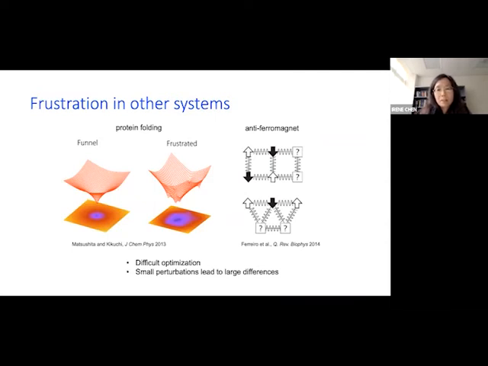And small perturbations in the initial conditions, like exactly where you start out on this conformational landscape, or in the sequence space, the space of all possible sequences, those differences in initial conditions lead to large differences in the outcome, exactly which of these minima you wind up in.